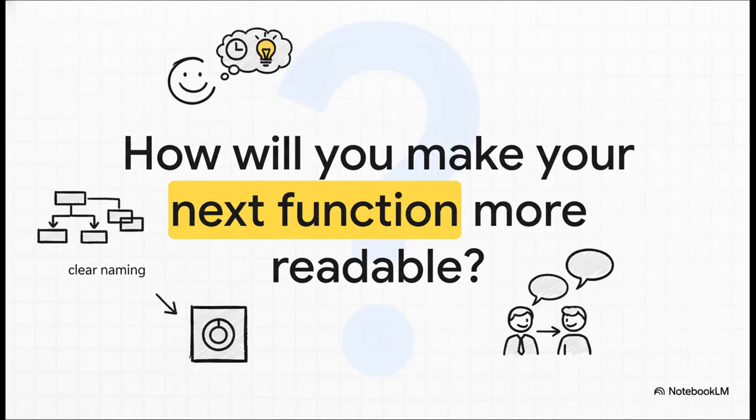So the next time you sit down to write a function, just pause for a second and ask yourself, will the person I am in 6 months have any idea what this does? From using a clearer name to just adding a simple docstring, what's one small change you can make to your very next function to make it just a little more readable? Your future self is definitely going to thank you for it.